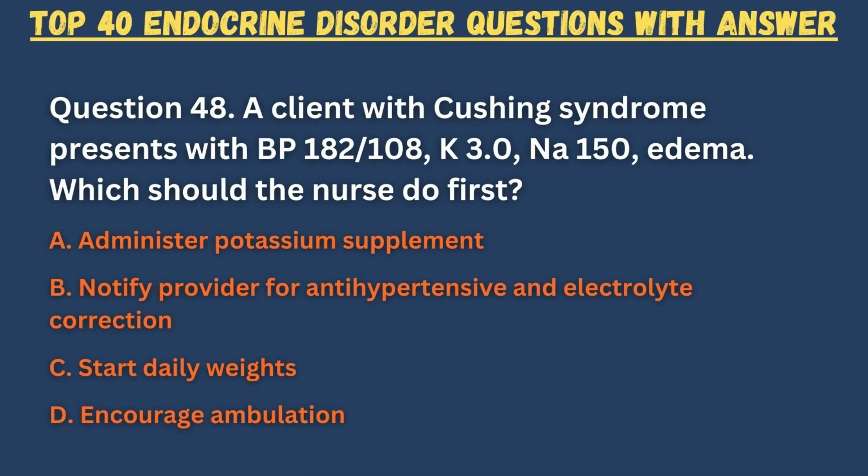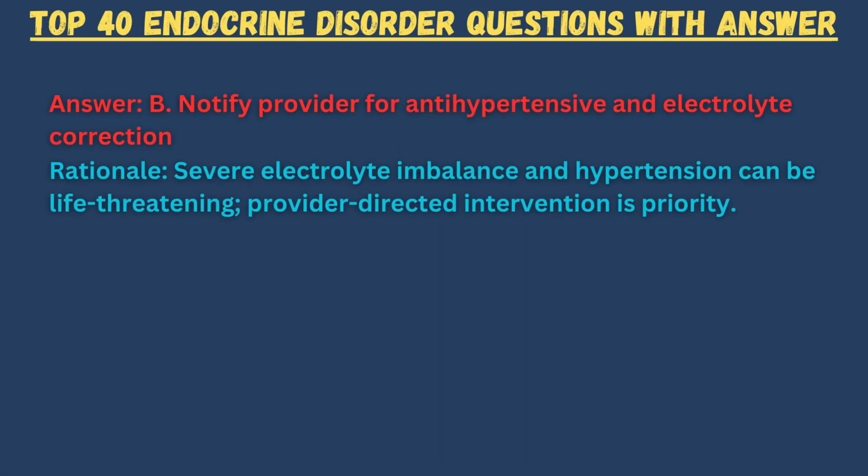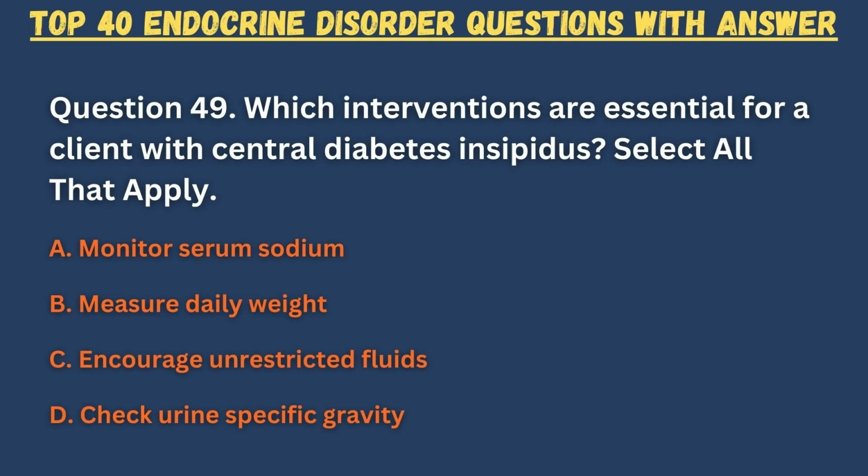Question 48. A client with Cushing syndrome presents with blood pressure 182/108, potassium 3.0, sodium 150, edema. Which should the nurse do first? A. Administer potassium supplement. B. Notify provider for antihypertensive and electrolyte correction. C. Start daily weights. D. Encourage ambulation. Answer. B. Notify provider for antihypertensive and electrolyte correction. Rationale. Severe electrolyte imbalance and hypertension can be life-threatening. Provider-directed intervention is priority.